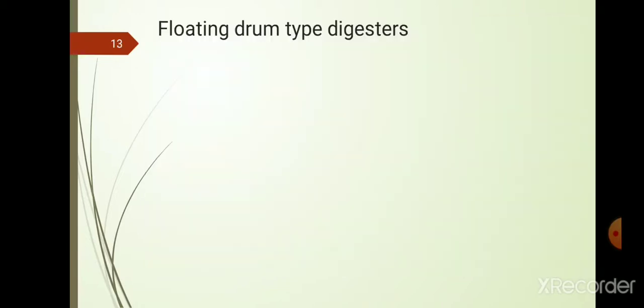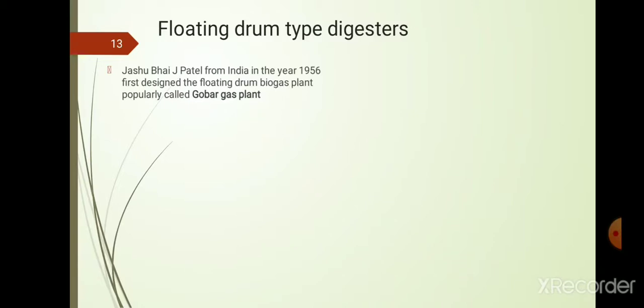Now we are coming to the second type of digesters, that is floating drum type digesters. This first came in India, not like the other one, which came in China. Jashubai J. Patel from India in the year 1956 first designed the floating drum type biogas digester, and hence it was commonly known as the Gobar gas plant at that time.